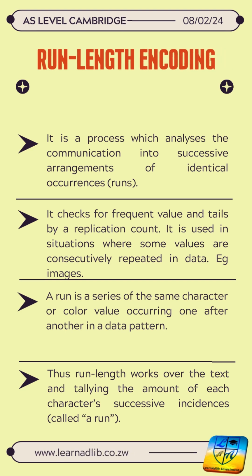Run length encoding analyzes the communication or the data file into successive arrangements of identical occurrences. It checks for frequent values and tells by replication count. It is used in situations where values are consecutively repeated, e.g., in images. A run is a series of the same character or color value occurring one after another, right? Run length works through tallying and counting the number of tallies, right?